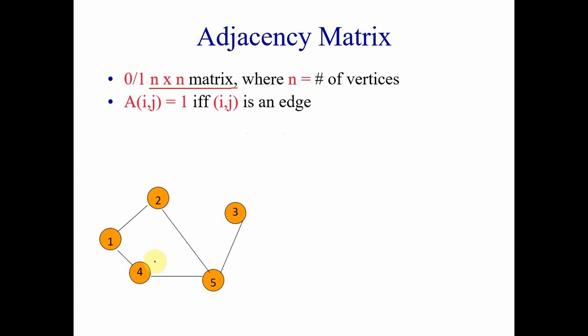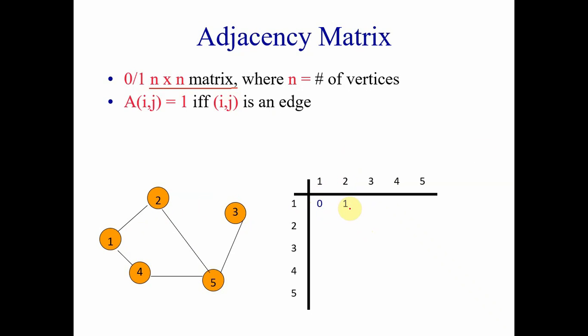For this graph, you can see that for these 5 nodes, it has the following edges connecting the vertices. So it has 5 vertices, therefore the size will be 5 times 5. And the entries will be like this.